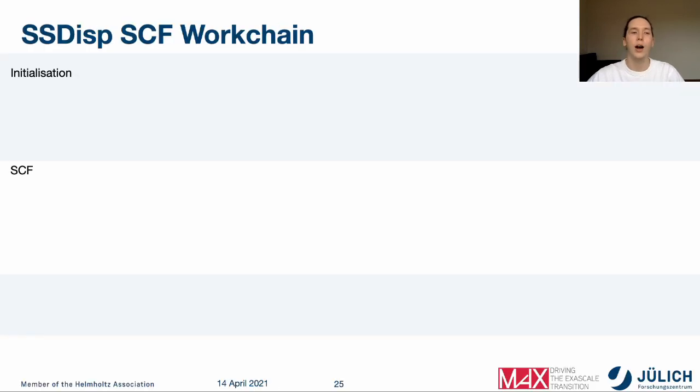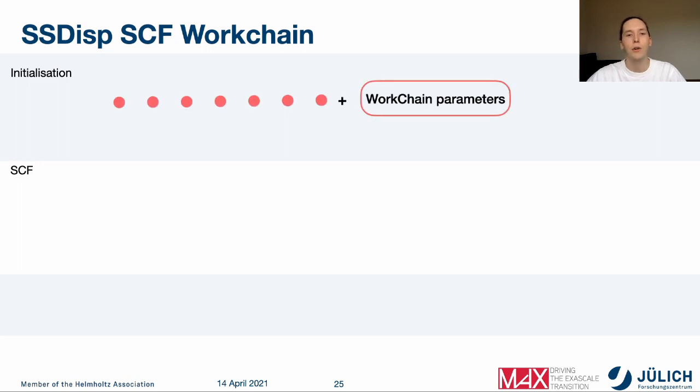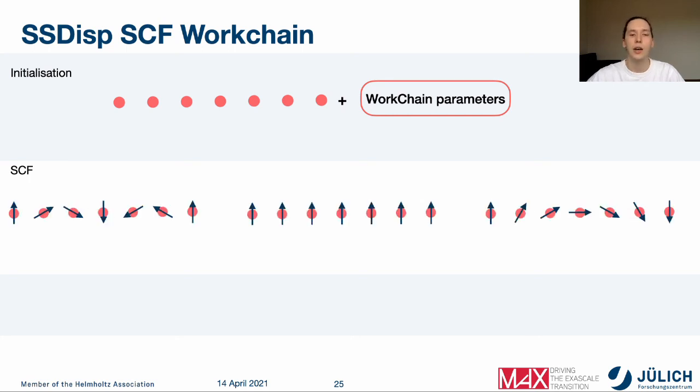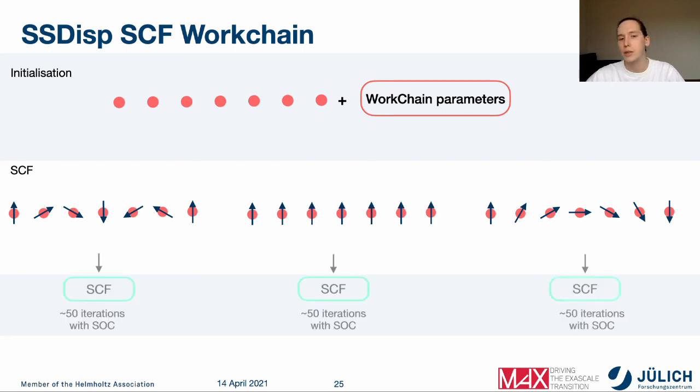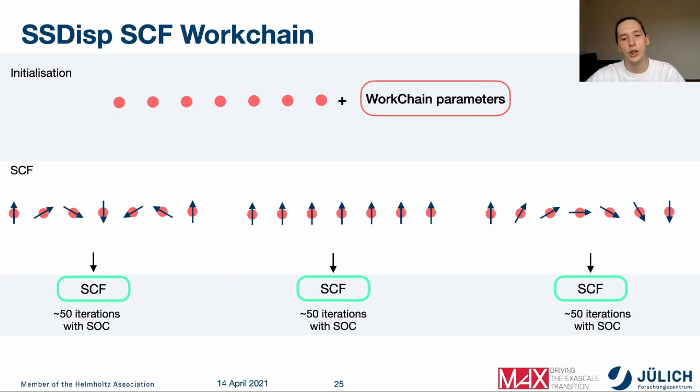Let's have a look at how the self-consistent version of the workchain works. The concept is basically the same as it was in the magnetic anisotropy energy workchain. First of all, the workchain takes a structure and the workchain parameters that control its logic, and then sets up the self-consistent calculations for each of the structures. It takes about 50 to 60 iterations for each of them, then the data is gathered and the output is produced.